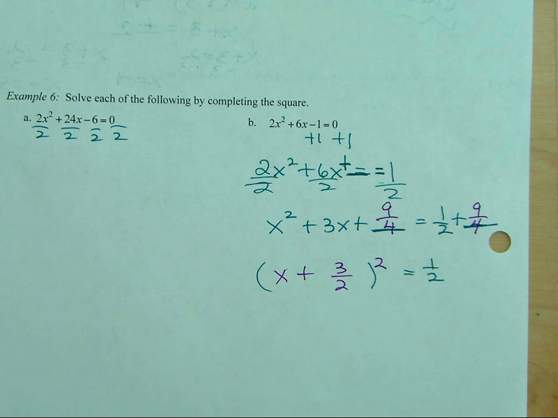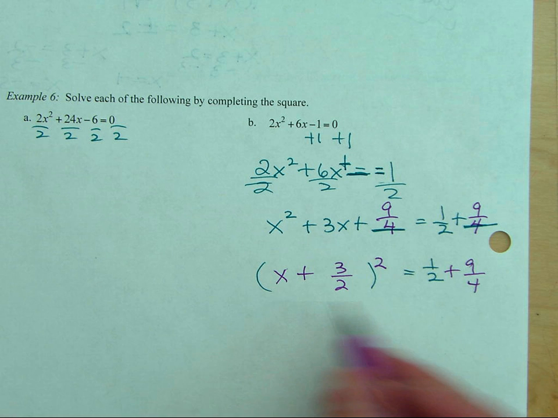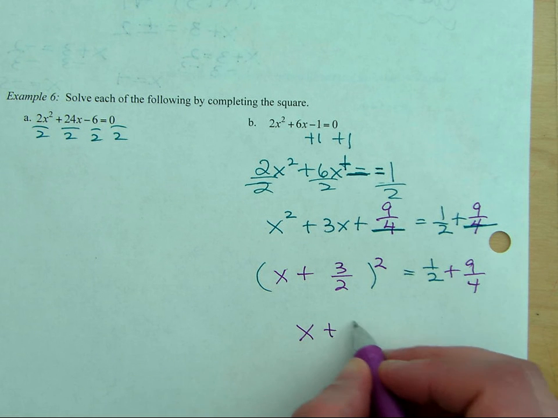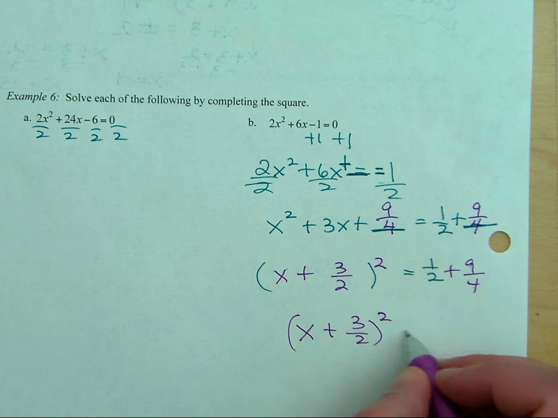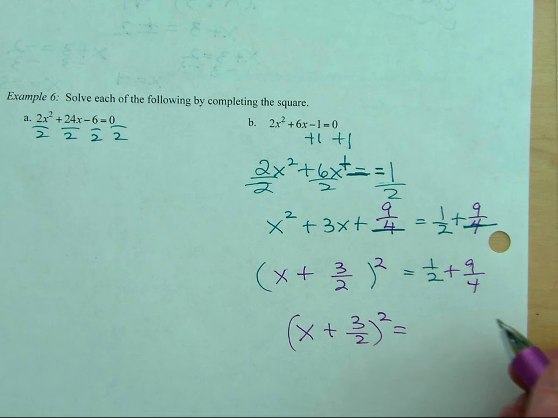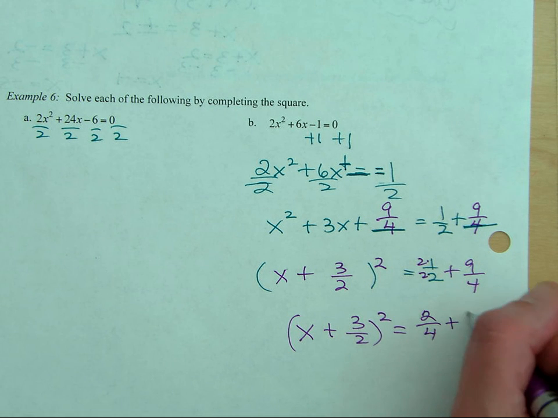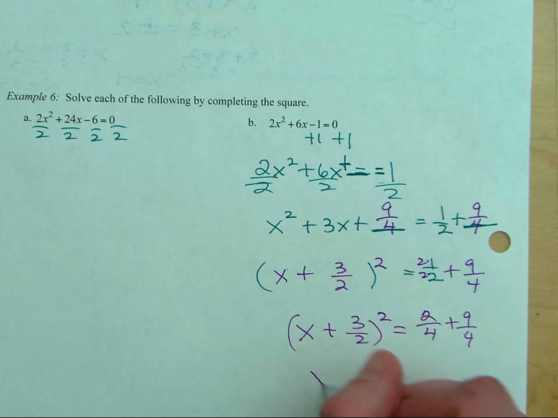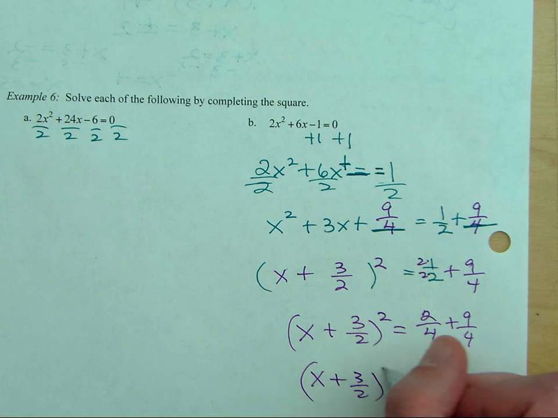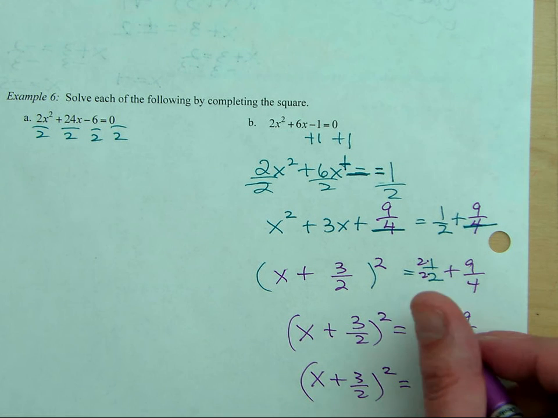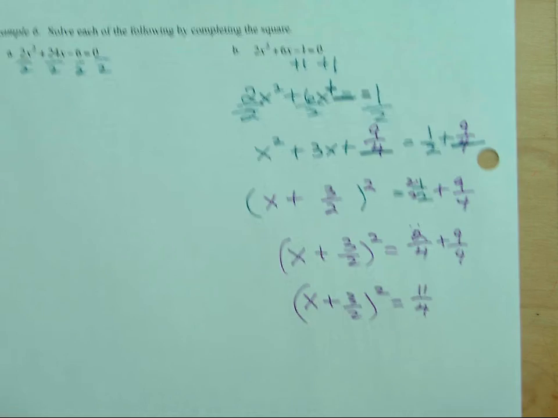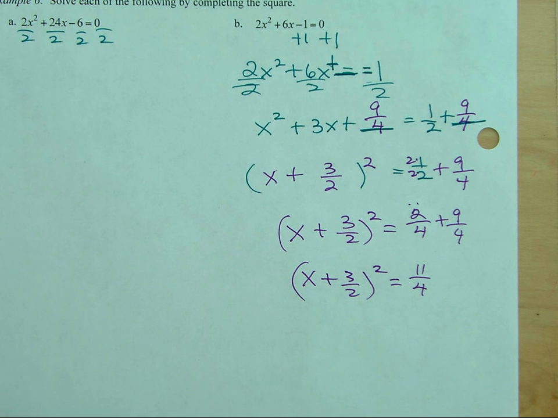Does that make sense where I'm at right now? The fact that I'm adding 9/4 to both sides? Ask me if you have questions. Stop me. All right. So now, if I simplify this, I have x plus 3/2 squared equals, what do you have to do to add those fractions? Yeah, 2/4 plus 9/4. I need a common denominator. So I have x plus 3/2 squared equals 11/4.